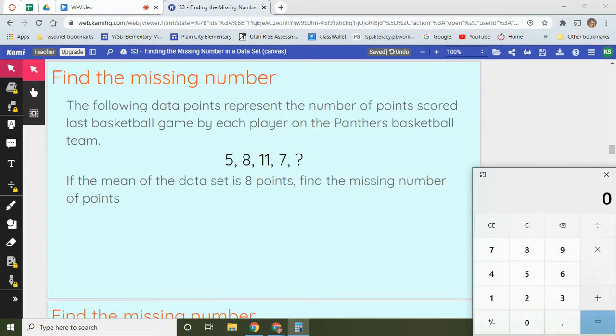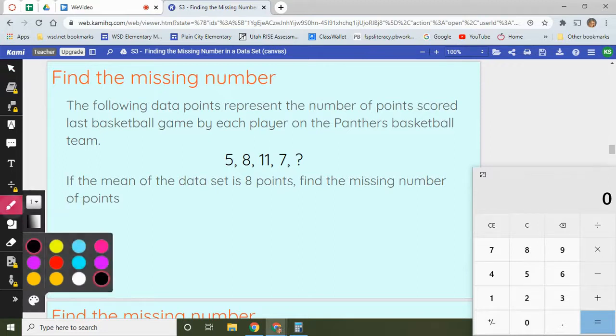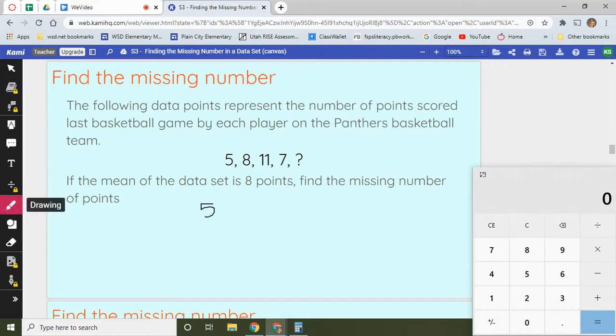Here we go. So the following data points represent the number of points scored last basketball game by each player on the Panthers basketball team. If the mean of the data set is 8 points, find the missing number of points. So there we go. 5 plus 8 plus 11 plus 7 plus the missing number divided by 1, 2, 3, 4, 5. And it says the mean has to be 8.